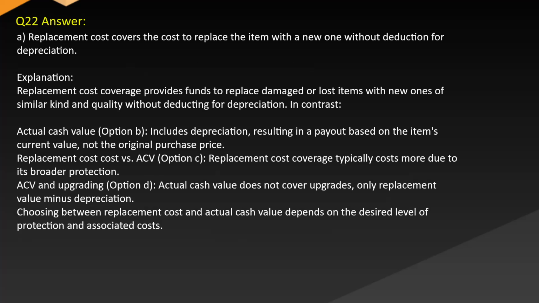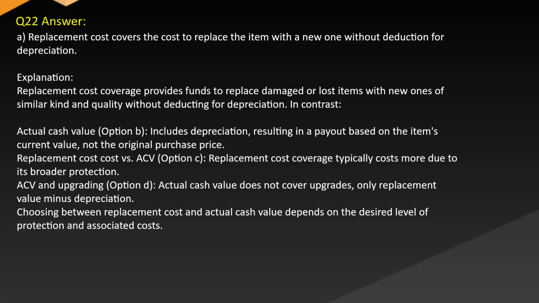Answer: A. Replacement cost covers the cost to replace the item with a new one without deduction for depreciation. Explanation: Replacement cost coverage provides funds to replace damaged or lost items with new ones of similar kind and quality without deducting for depreciation. In contrast, actual cash value, option B, includes depreciation, resulting in a payout based on the item's current value, not the original purchase price.